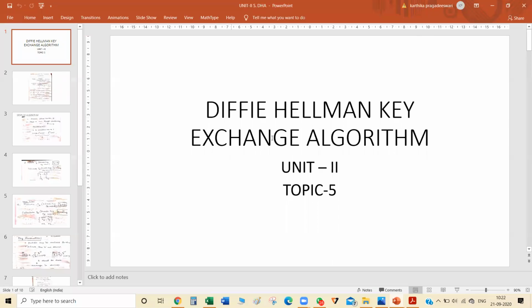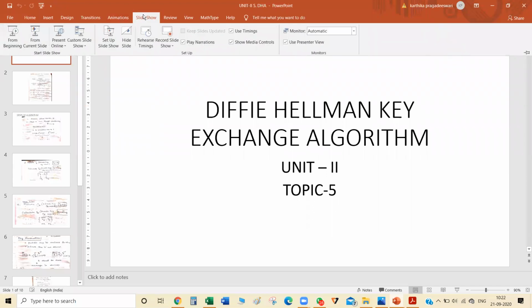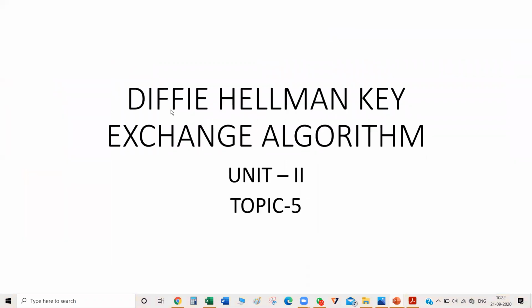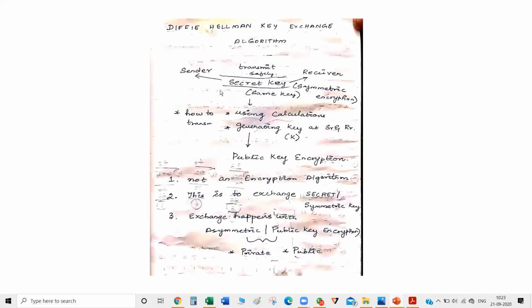So in today's class, we are going to discuss the Diffie-Hellman key exchange algorithm. This algorithm is particularly used for key exchange. Here we are not going to do any encryption. So far we had discussed the RSA, DES and AES algorithms. All these are used to change plain text to ciphertext, and in decryption we convert the ciphertext back to plain text. But here we are going to use the key exchange process between the sender and the receiver.